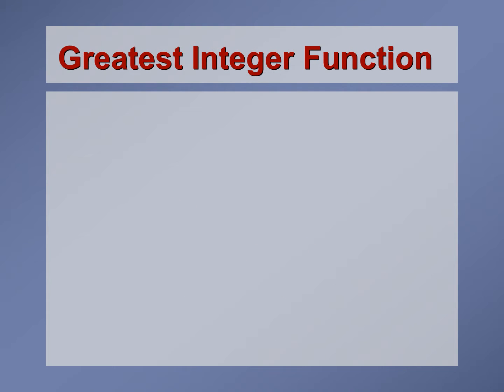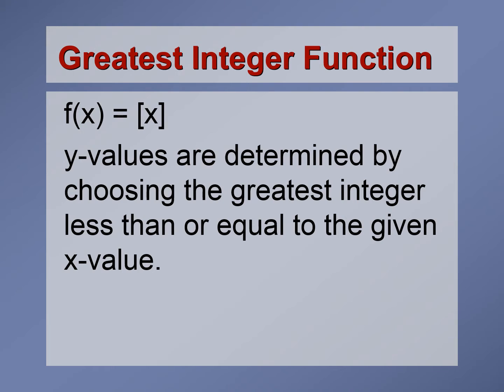The next special type of function I want to explain to you is called the greatest integer function. And this function looks like this. So notice that there are brackets around x here. So this is the operation of greatest integer. And so this is what this says. Your y values, so what f of x is equal to, are determined by choosing the greatest integer, which is a positive or negative number, that is less than or equal to the given x value.